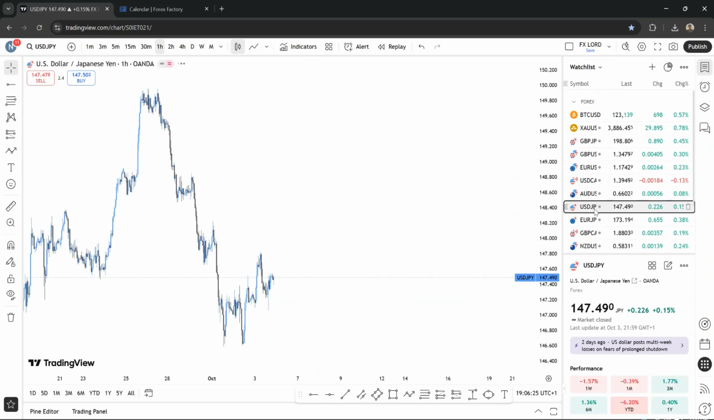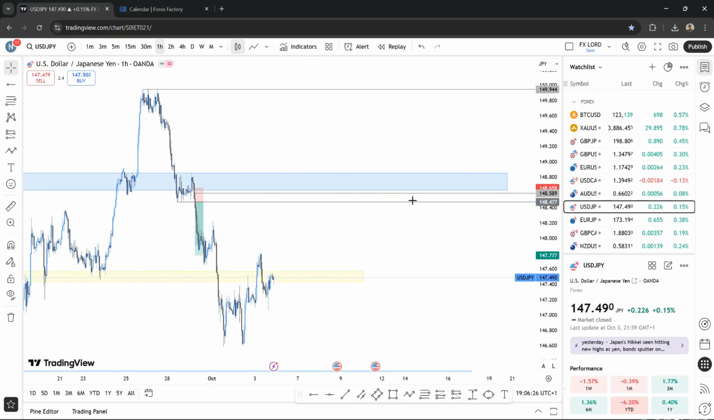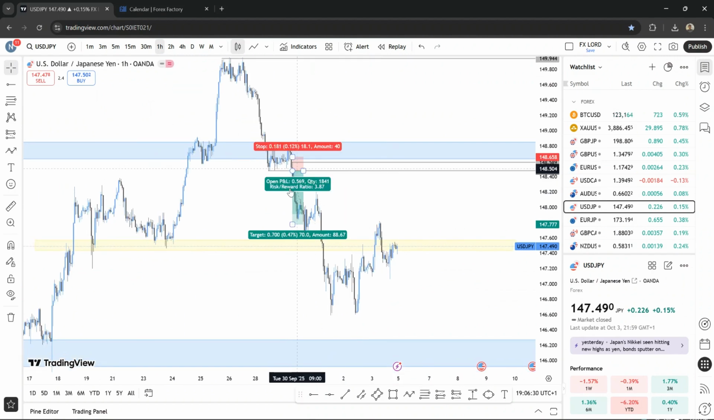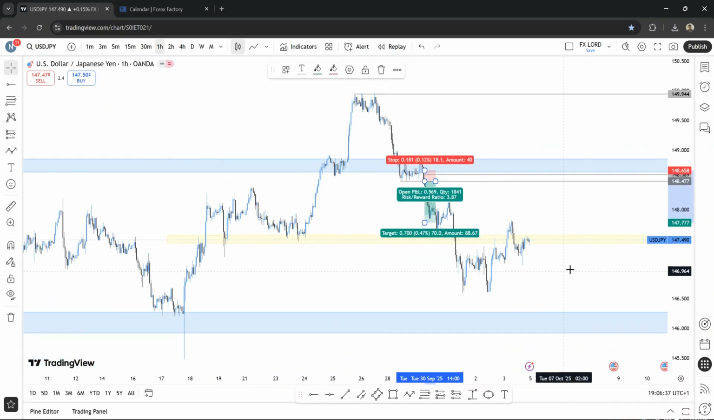Looking at USD JPY, it made me some money too. You can already see that little guy right there. So it made me some money already, right? So looking at this chart, what are we looking for?